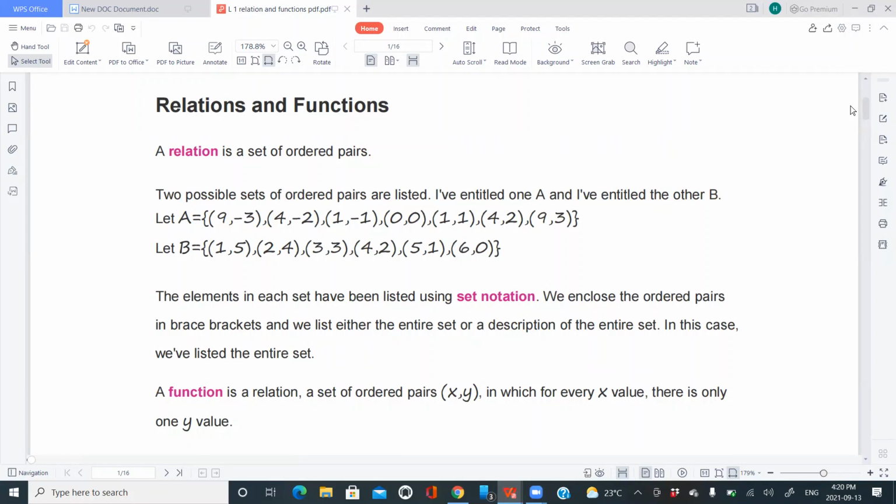If you talk about a relation, it is not necessary that every x value must have a single value of y. It is not necessary for a relation, but for a function it is very important that every x value has a single or unique y value. So this is the main difference. Relation means any connection, there must be some connection.